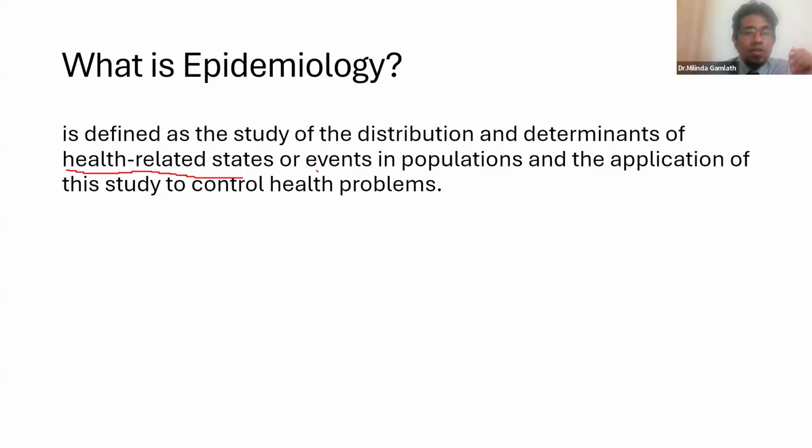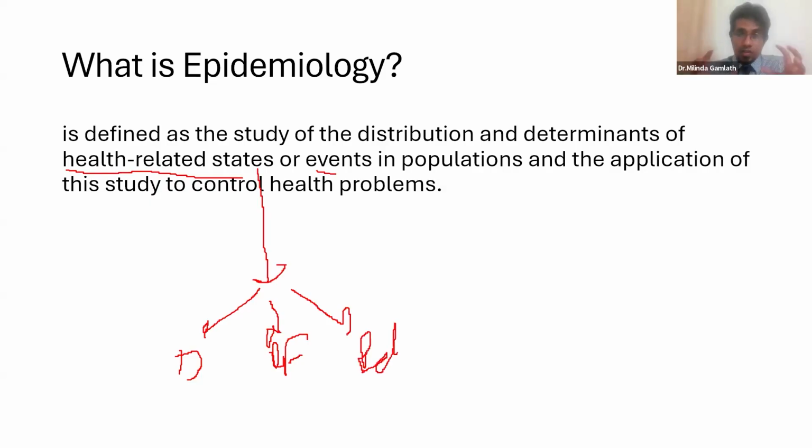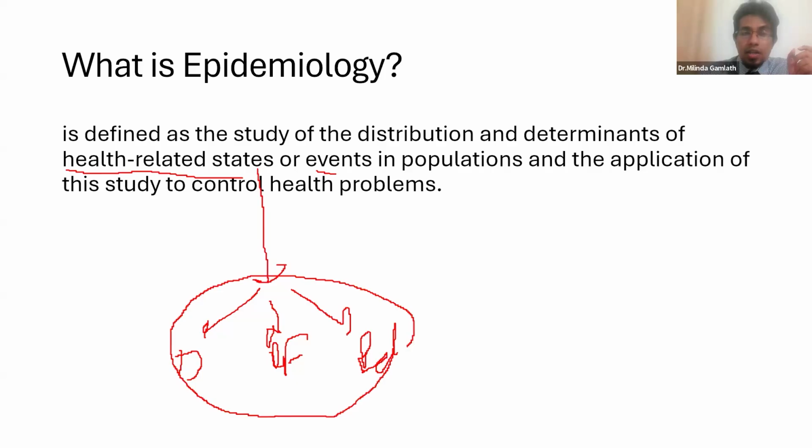So the main thing here is health-related states or events. This can be a disease, or it can be a risk factor, or it can be a behavior. So that's what we are studying. That is our main aim. We can study diseases, cancers, NCDs, non-communicable diseases, or we can study risk factors. We can study smoking as a risk factor for lung cancer. We can study unhealthy diet as a risk factor for obesity. So we can study risk factors as well. On the other hand, we can study behaviors. So diseases, risk factors, and behaviors are our main target in epidemiology.